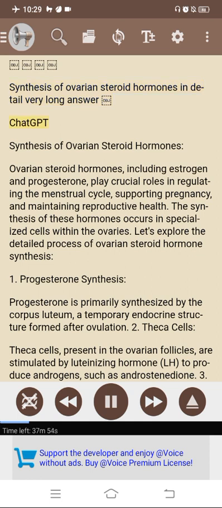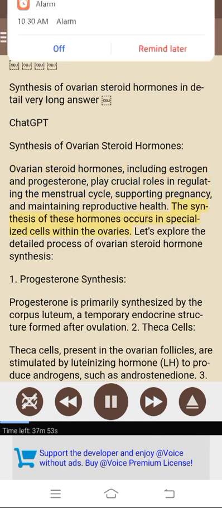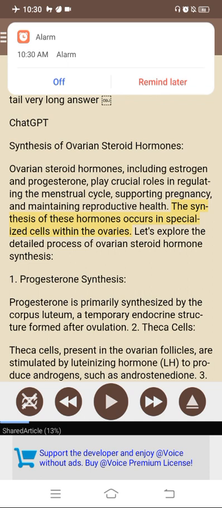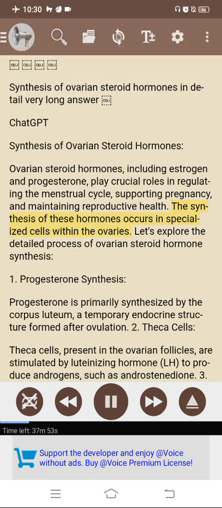Synthesis of ovarian steroid hormones in detail. Very long answer. ChatGPT. Synthesis of ovarian steroid hormones. Ovarian steroid hormones, including estrogen and progesterone, play crucial roles in regulating the menstrual cycle, supporting pregnancy, and maintaining reproductive health. The synthesis of these hormones occurs in specialized cells within the ovaries. Let's explore the detailed process of ovarian steroid hormone synthesis.